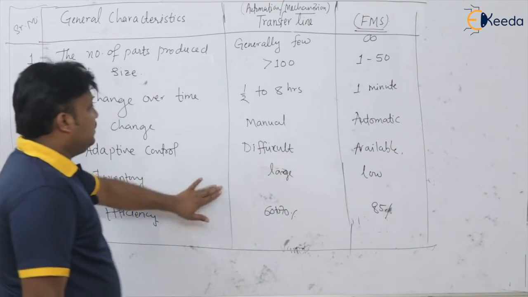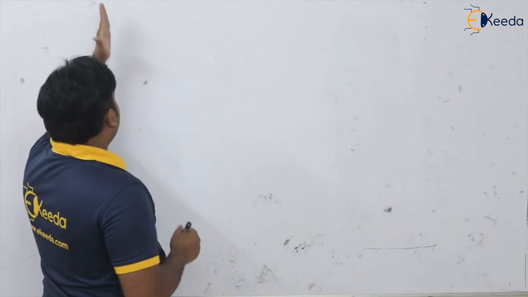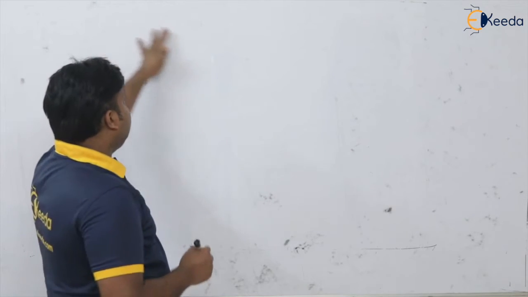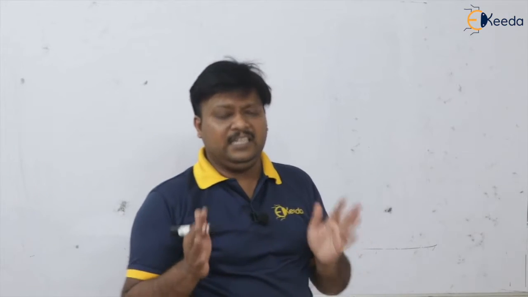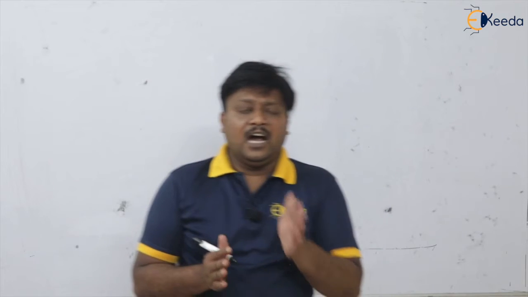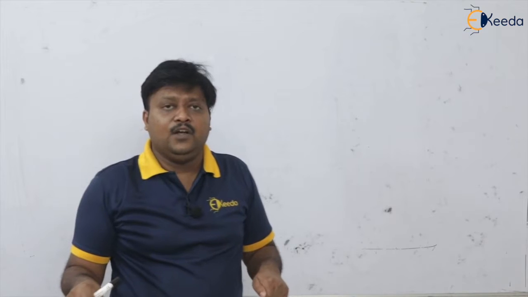So please see it. Now see, from the graph of volume versus variety of the product, we have seen that FMCs and our CNC machines are basically suitable for the medium volume and medium variety of the product.